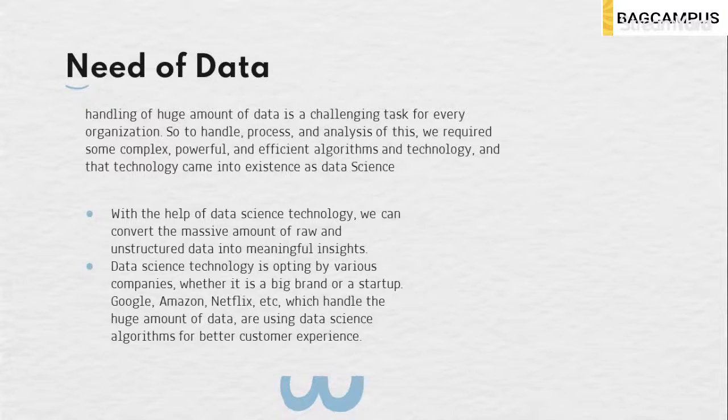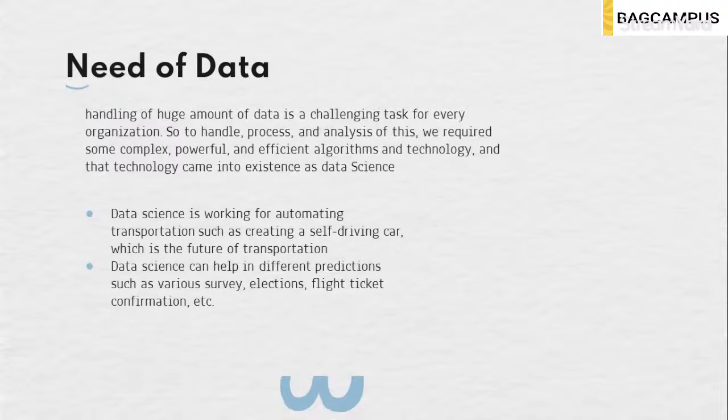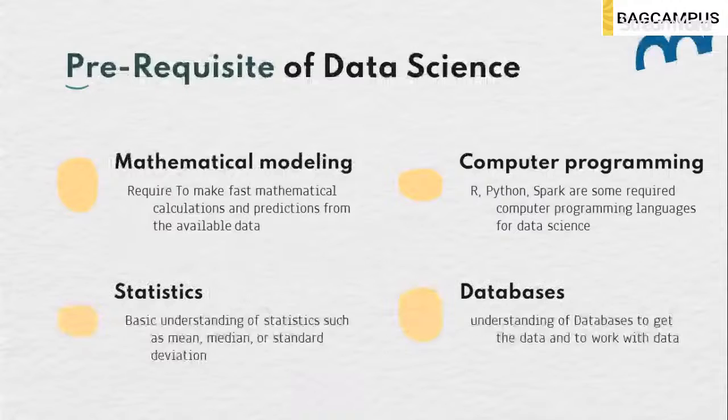Then we learned that data science technology is adopted by various companies, whether it is a big brand or a startup. Google, Amazon, Netflix, and many other organizations which handle huge amounts of data are using data science algorithms for better customer experience. We learned that data science is working for automating transportation, such as the self-driving car, which is the future of transportation. We also learned that data science can help in different predictions, such as various surveys, elections, flight ticket confirmation, and more.